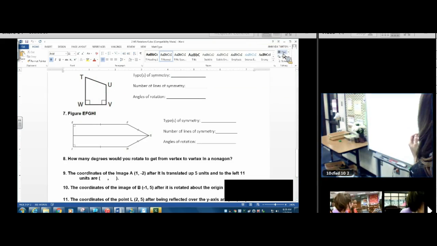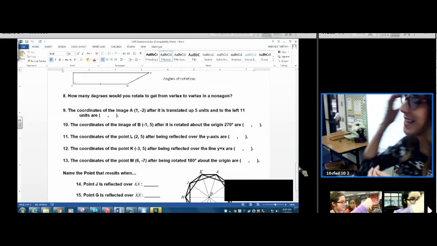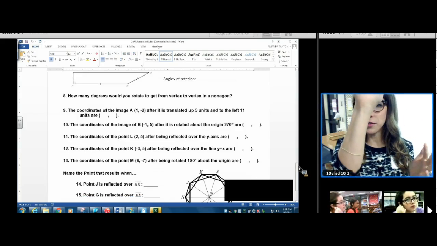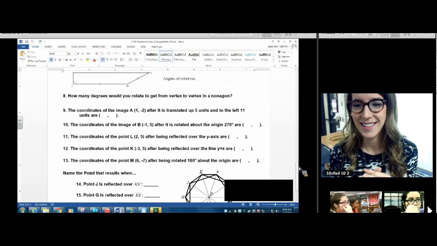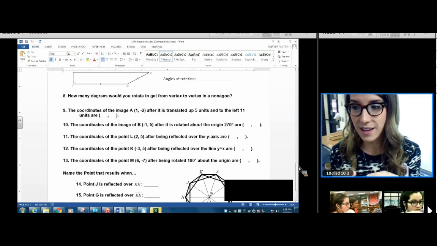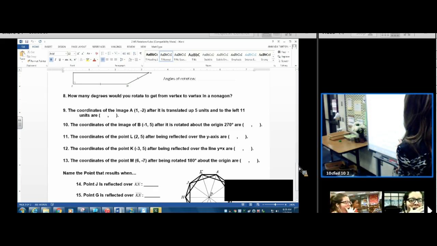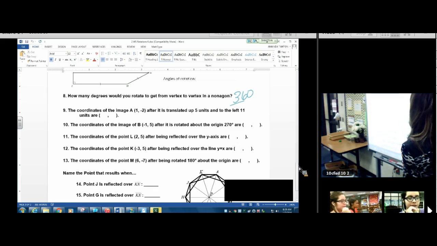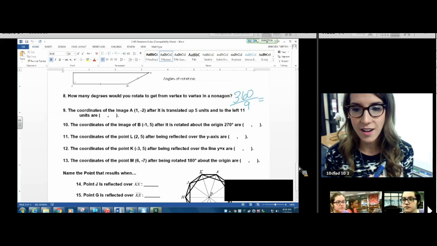Number 8. How many degrees would you rotate to get from vertex to vertex in a nonagon? Who had to Google nonagon? Who had to ask the internet what a nonagon was? It's a 9-sided figure. So we are assuming it's regular, because if it's not regular, you throw this question out the window. So all you do on number 8 is 360 divided by 9, because there are 9 vertices in a nonagon. Okay?